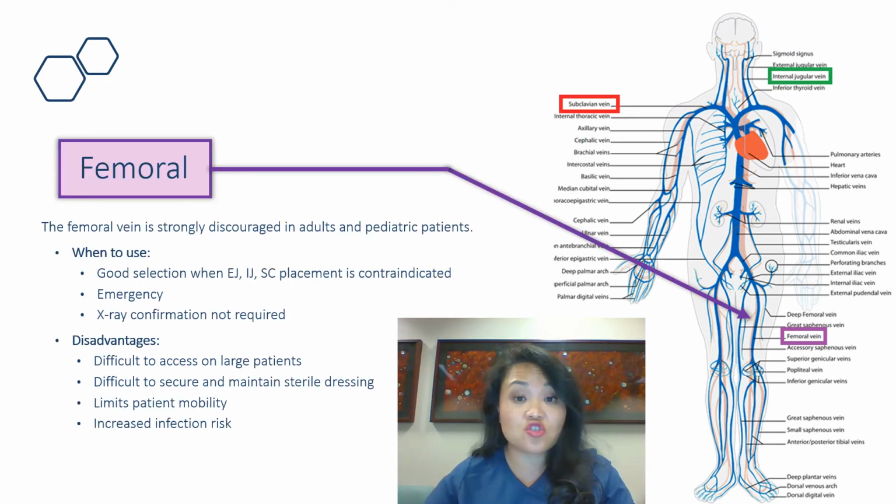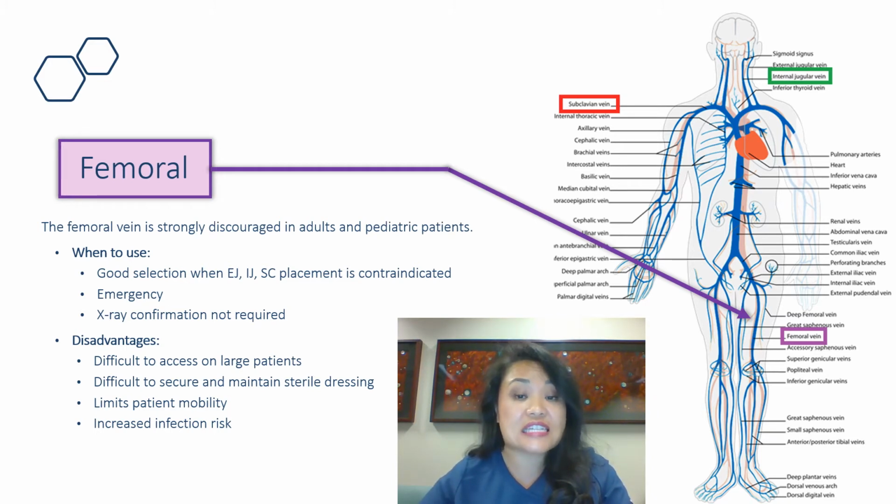The femoral vein is strongly discouraged in adults and pediatric patients. Utilization of this vein is at the discretion of the provider based on safety and health conditions. So when is it a good time to use a femoral for a central venous line? It's a good selection when the EJ, the IJ, or the subclavian placement is contraindicated. So it's great quick access in an emergency. The X-ray confirmation may be desired, but it's at the doctor's discretion, which makes it good to use in an emergent situation. Some of the disadvantages are that it's difficult to access on large patients.